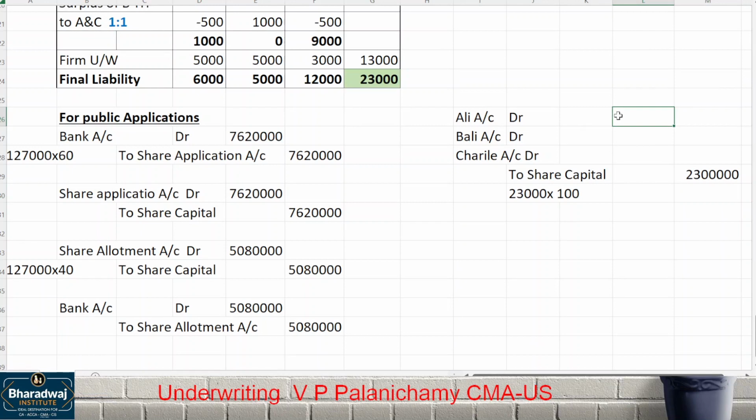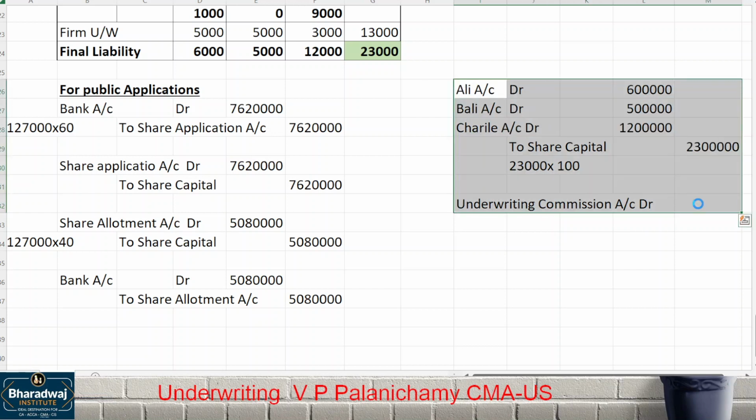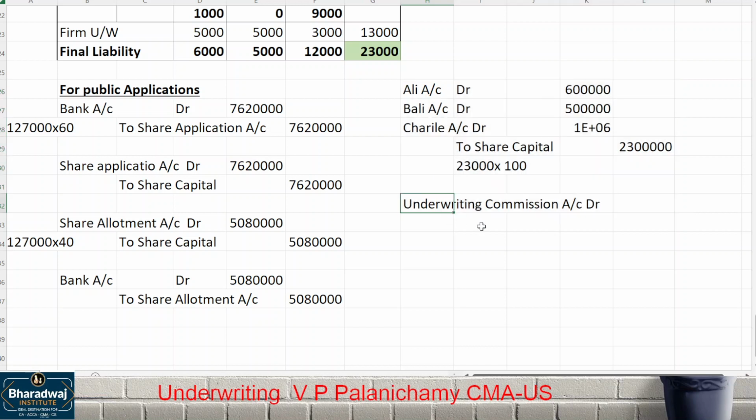So A will pay for his shares, 6,000 into 100. B will pay for 5,000 shares into 100. And C will pay for 12,000 shares into 100. So a total of 23 lakhs will come. Then underwriting commission account debit to underwriters account.